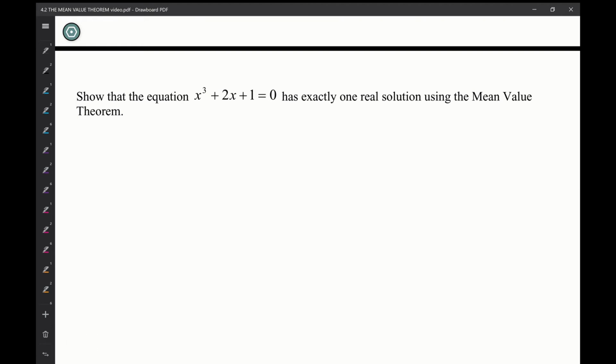Let's show that the equation x cubed plus 2x plus 1 equals 0 has exactly one real solution by using the mean value theorem. I'll probably use Rolle's theorem, which is just a special case of the mean value theorem. If we want to show that there is exactly one solution, that means that we need to show two different things.